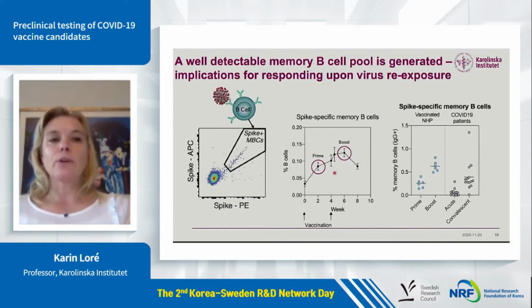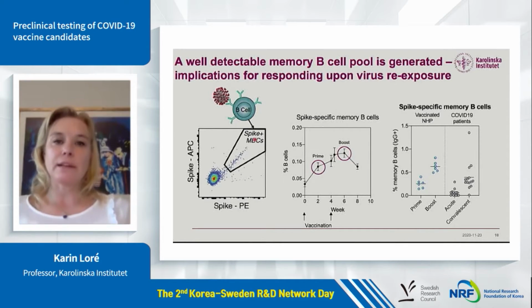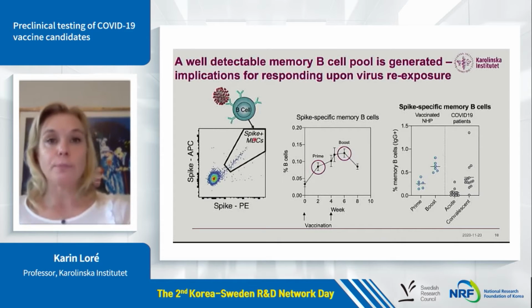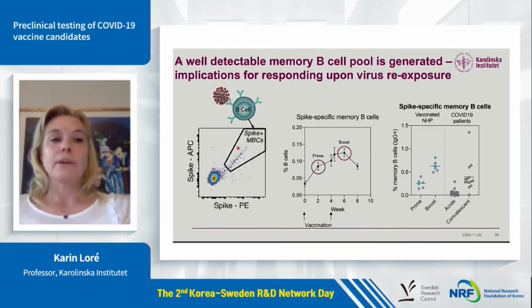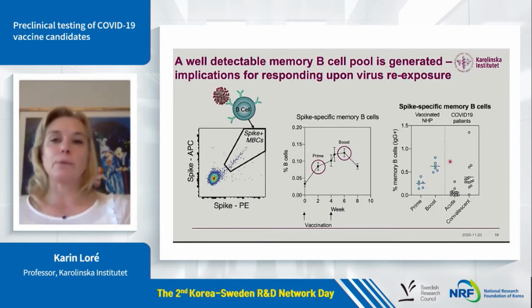As I said, we also look at B-cell and memory B-cell responses, and this is important to understand how long we have memory B-cells around, because that could be a measure of our chances of responding upon re-exposure to build up a memory response and thereby be protected. So we can label spike-specific memory B-cells, and we can enumerate them over time, and again compare them to what we would see in COVID-19 patients.